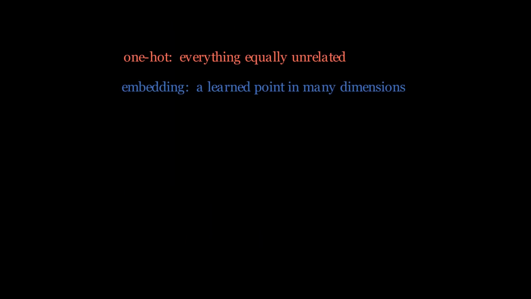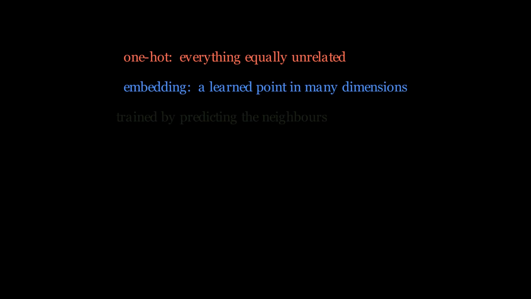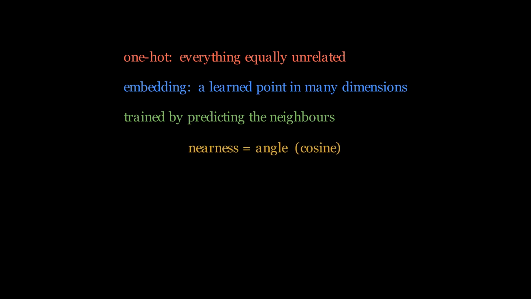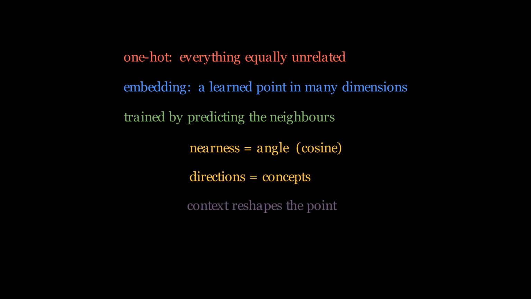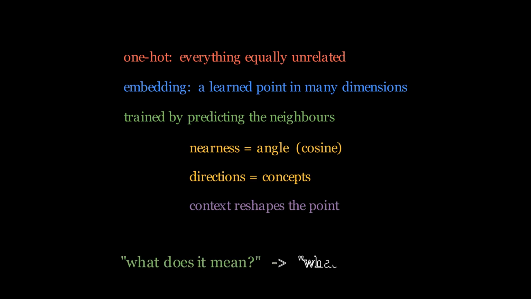So, embeddings in one breath. A one-hot vector says that every word is equally unrelated to every other. An embedding replaces that with a point in a few hundred dimensions, learned by trying to predict the words around it, so that things used alike end up placed alike. Nearness is measured by angle. Directions carry concepts. Context reshapes the point. And once meaning is geometry, what does this mean becomes, what is near it? A question a computer can answer instantly.